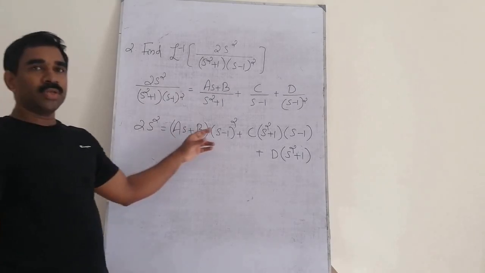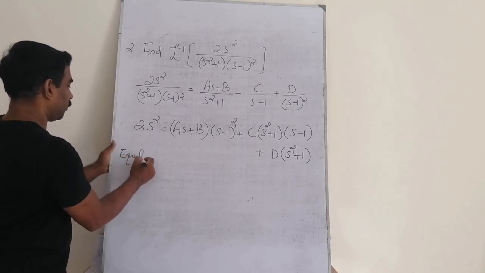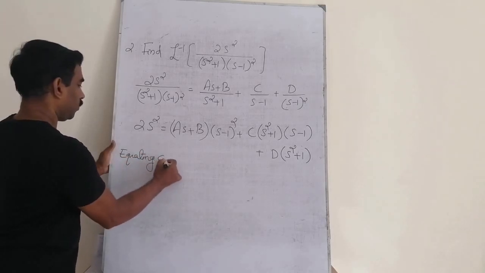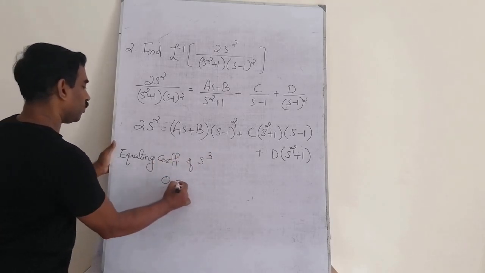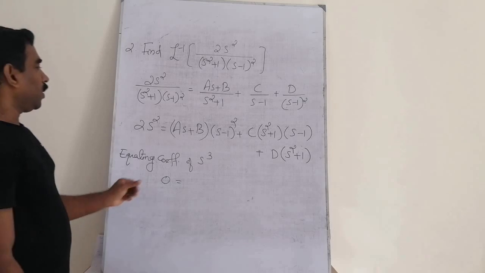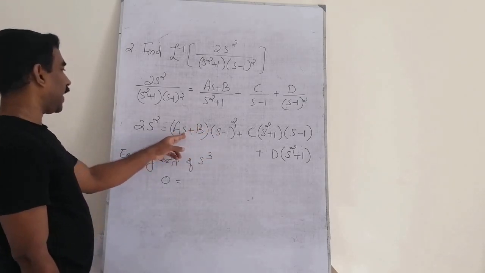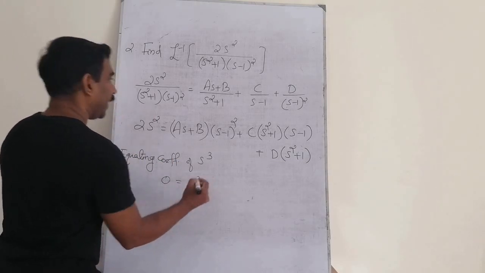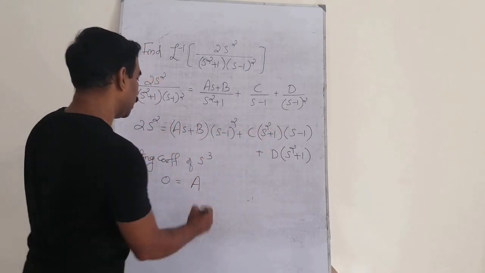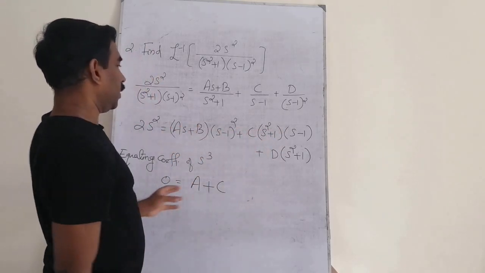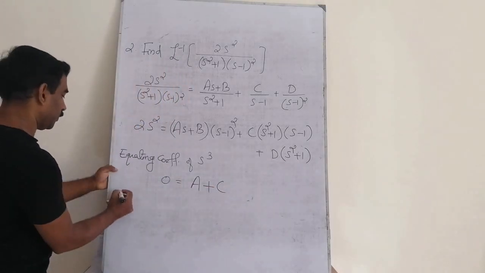Now we can equate the coefficients of s³ on both sides. On the left side, we have 0. After expansion, we have 1 s² in this factor. Multiplying this with as, we get as³. Similarly, s² into s multiplied with the c, so we have c, and now s³ in the third factor. So we have the equation a + c = 0.